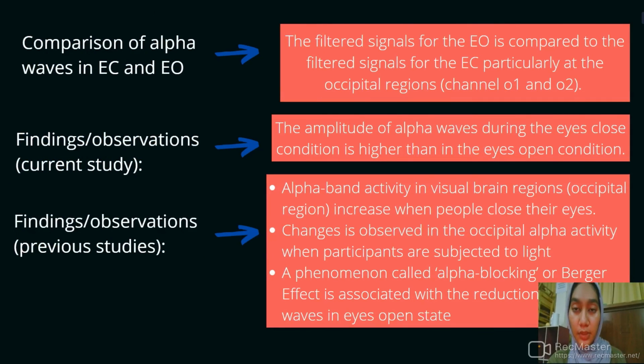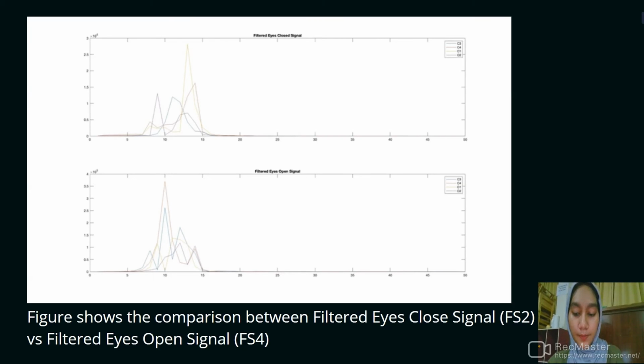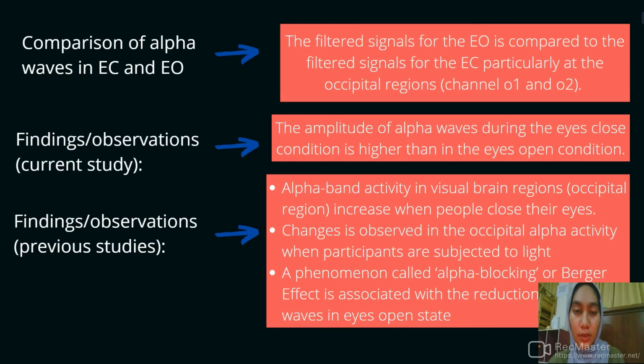So after the pre-processing of the signals and feature extraction, the filtered signal for the eyes closed is compared to the filtered signals for the eyes open, particularly at the occipital regions, which correspond to the channels O1 and O2. Upon our findings, it is observed that the amplitude of the alpha waves during the eyes closed condition is significantly higher than in the eyes open condition, as shown in the figure here. So does this satisfy our previous hypothesis?